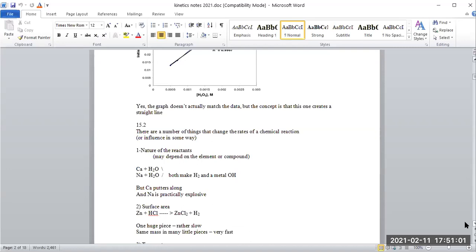Calcium has the same basic reaction in that it does react with water, it does make hydrogen gas, and it does give you a metal hydroxide. But calcium looks kind of more like an Alka-Seltzer. It just sits there and froths. So almost identical reactions, almost identical products, the metal being the only difference there. But there's a pretty big difference in the rate.